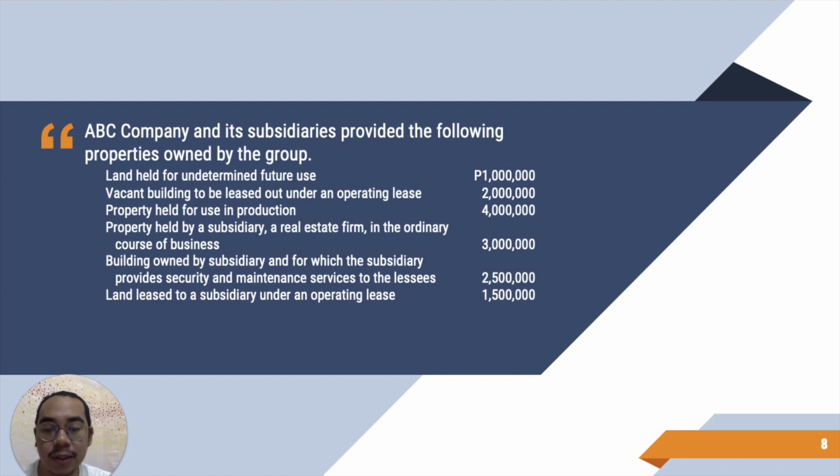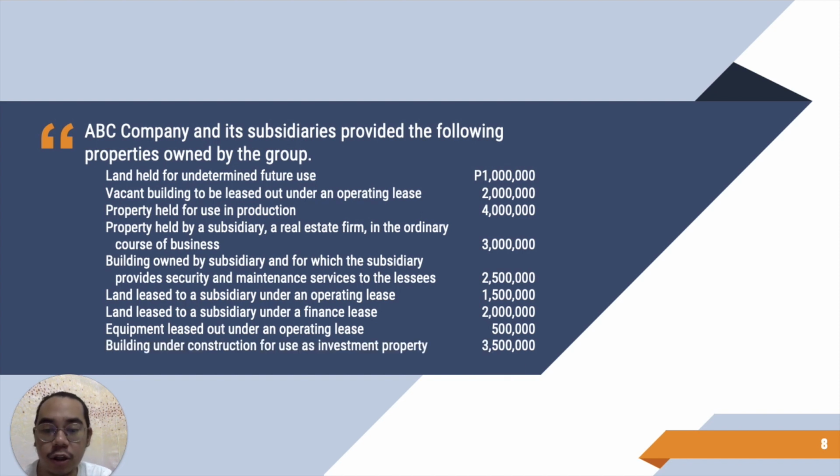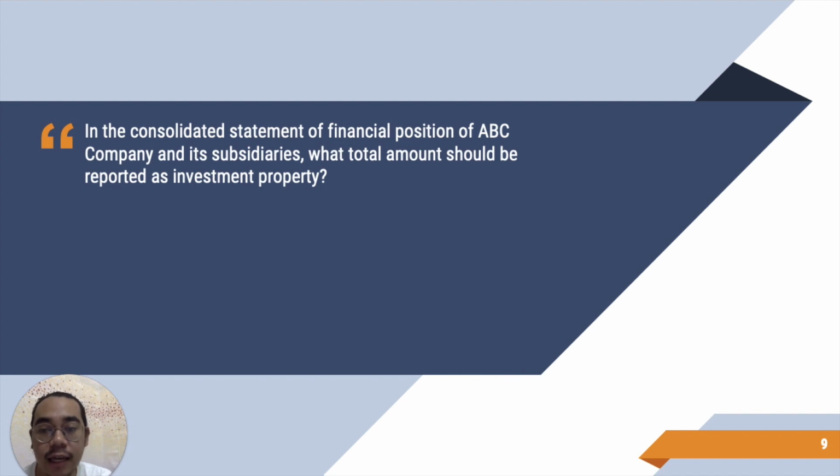Land leased to a subsidiary under an operating lease, 1,500,000. Land leased to a subsidiary under a finance lease, 2 million pesos. Equipment leased out under an operating lease, 500,000 pesos. And building under construction for use as investment property, 3,500,000. The question is, in the consolidated statement of financial position of ABC Company and its subsidiaries, what total amount should be reported as investment property? So, alin dun sa list ang mga pwede lang i-report as investment property?